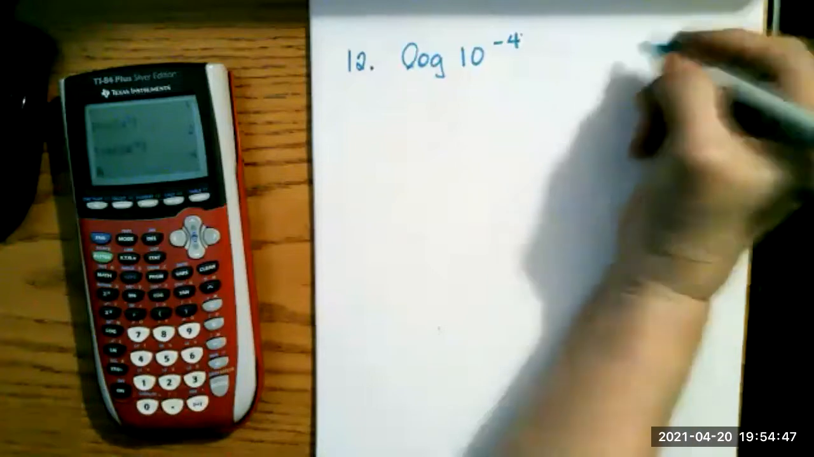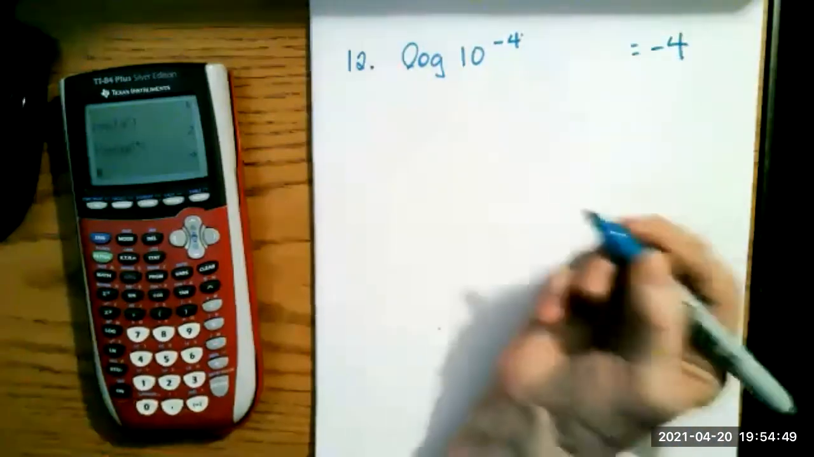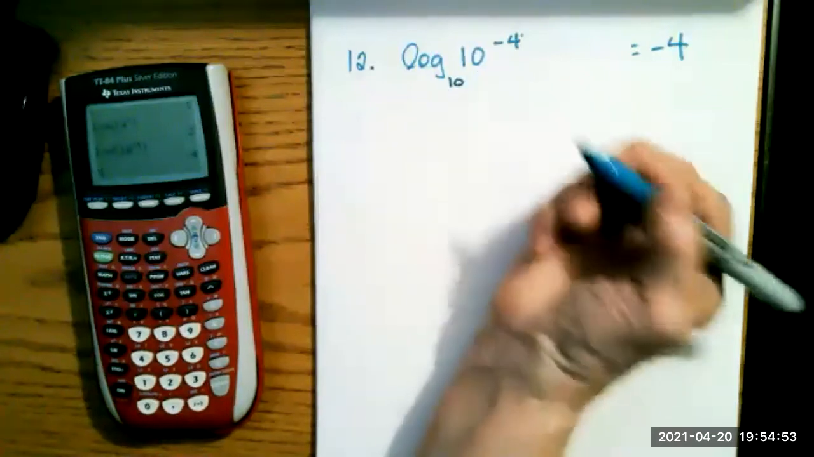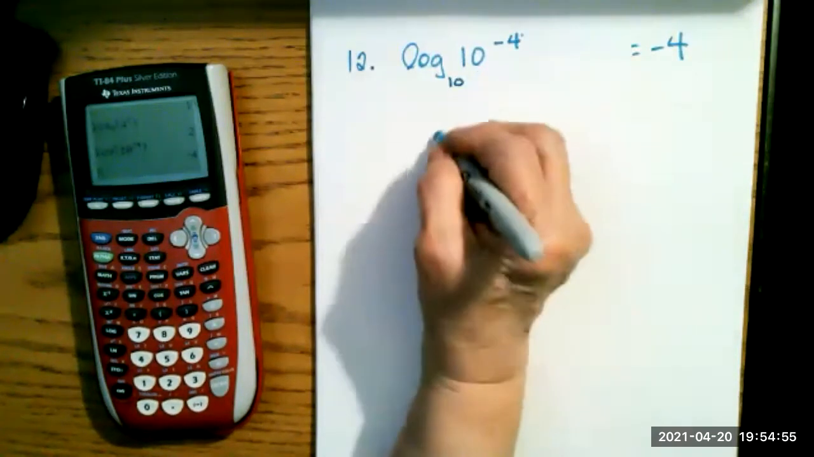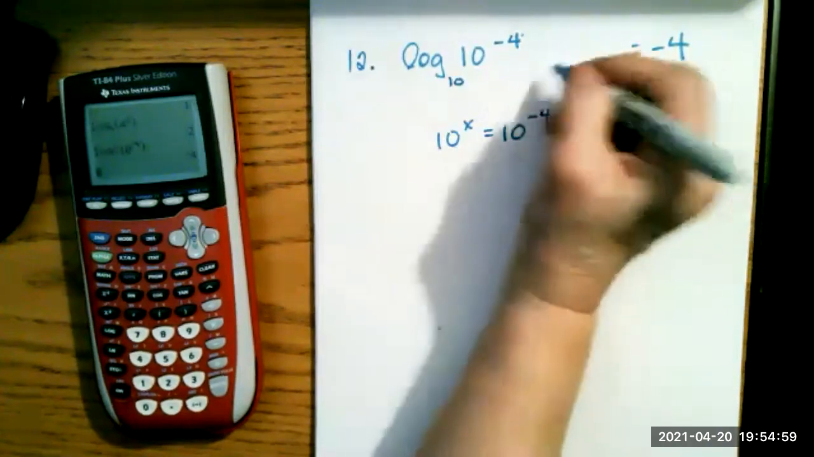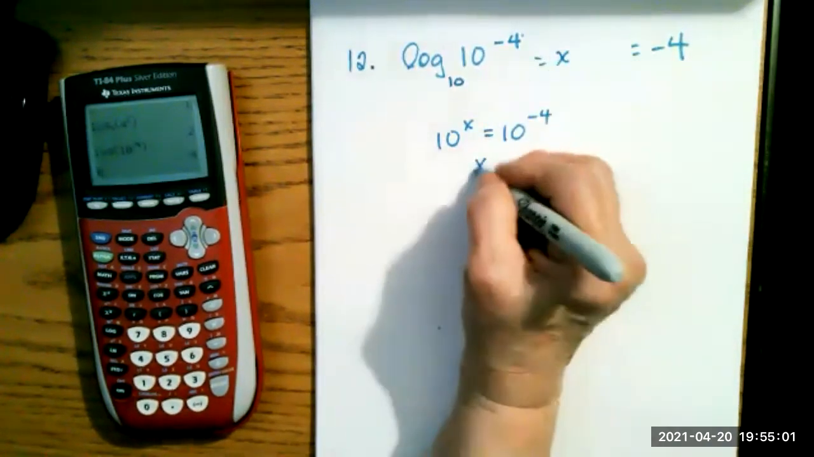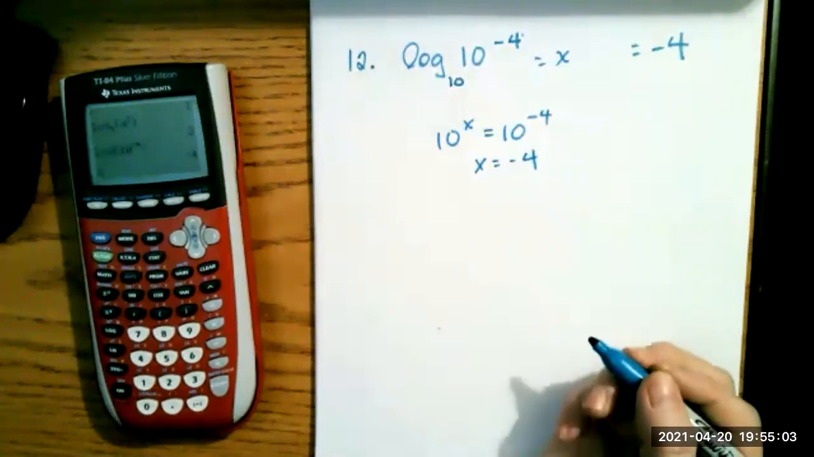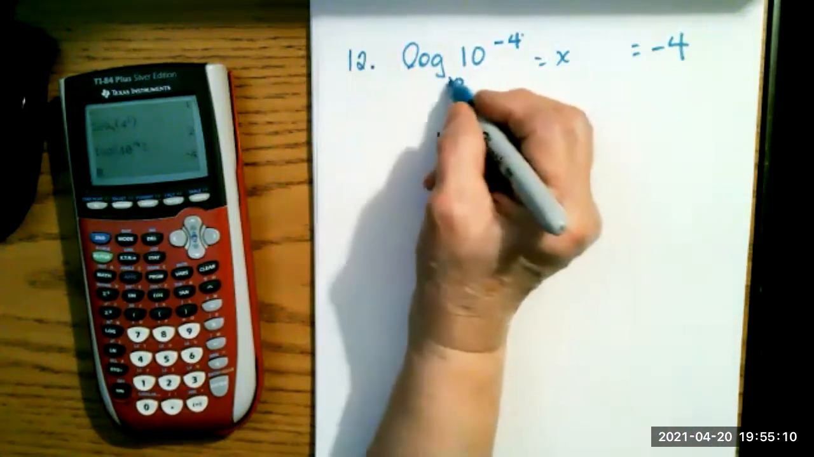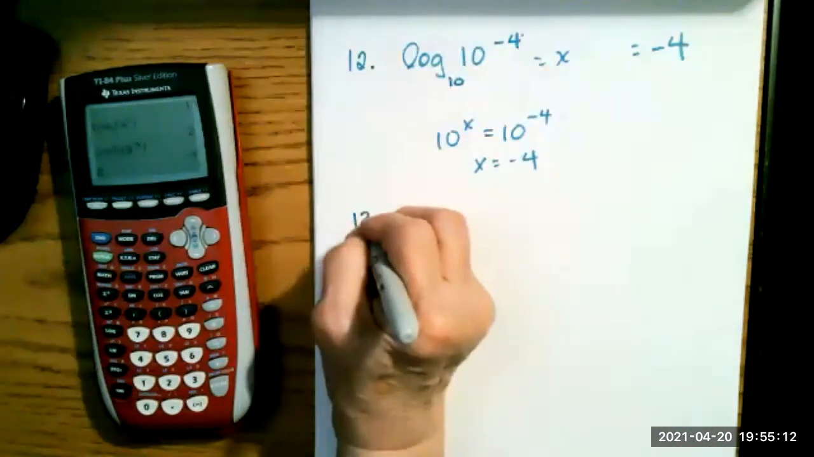-4. Now, think about that. The base is understood to be 10 if it's not written there. So this would be 10 to the x equals 10 to the -4. If you put that equal to x, so x would be -4. See how that works? If it's not written there, it's understood to be base 10.